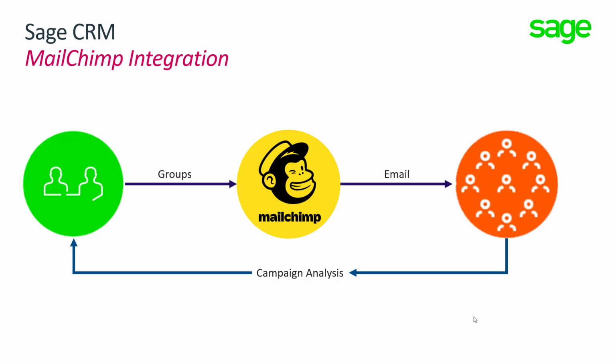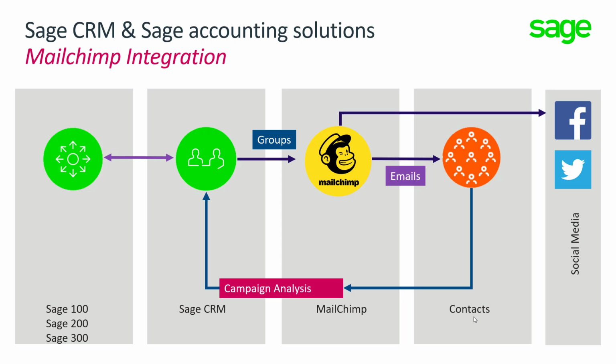So you can view a list of sent MailChimp campaigns in Sage CRM and gain valuable insight into the results. So who's clicked what, who's opened, what emails have bounced, and more. And you can then further segment the lists and groups in Sage CRM based on the responses so that you can create further campaigns.